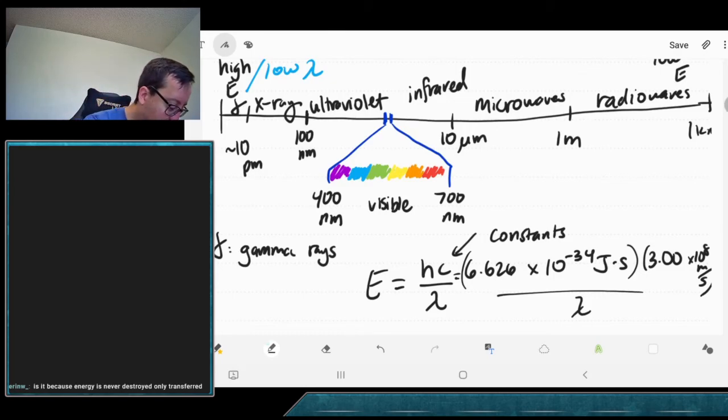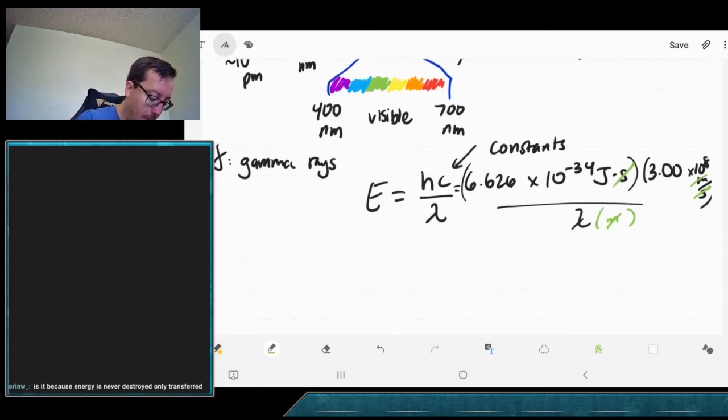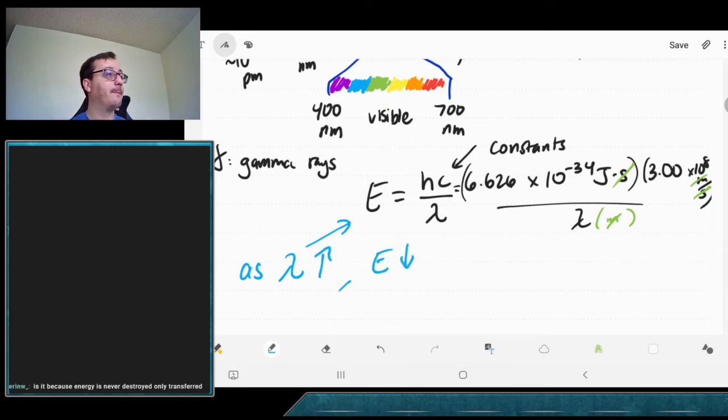Note the units, by the way. We just have conversion factors. Seconds will cancel out. Lambda, the wavelength, would be given in meters, so that would cancel out. And we'll be left with joules. Joules is a unit of energy. So that's how we can relate them together. But the point is, from this formula, what you should be able to identify is that as wavelength goes up, energy goes down. That's the point.